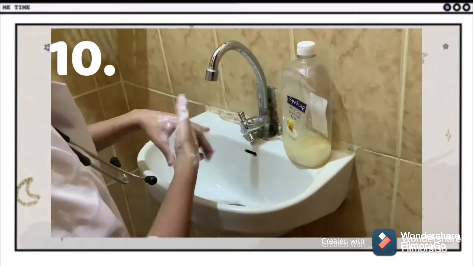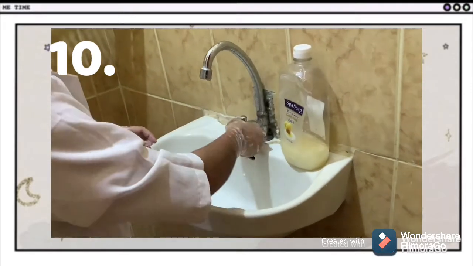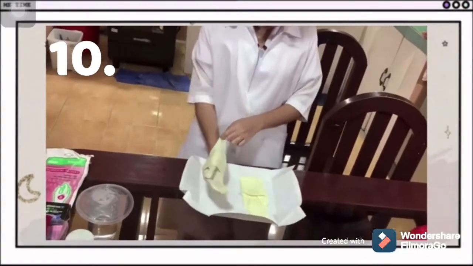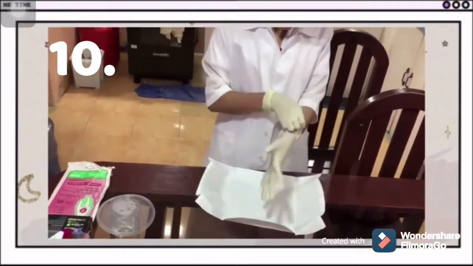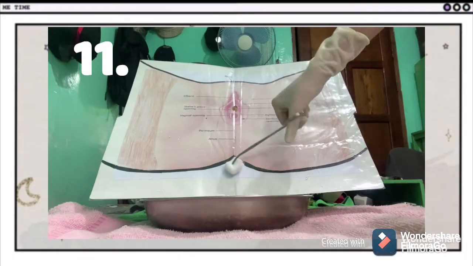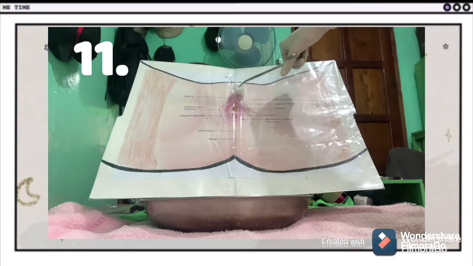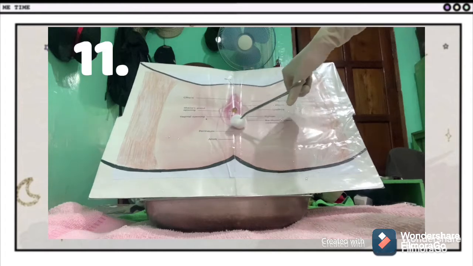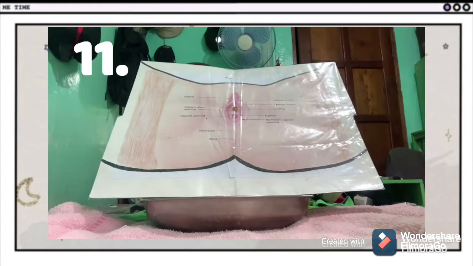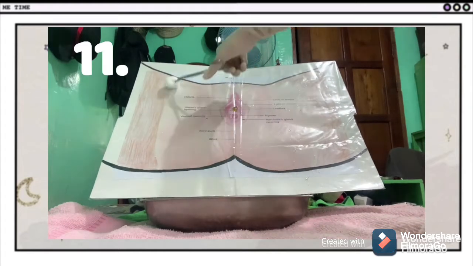Wash hands to prevent the spread of microorganisms, and put on clean gloves. Do perineal care or flushing procedure. Remove and discard used working glove. Cleansing the perineal area prevents introduction of bacteria. It prevents the spread of microorganisms.